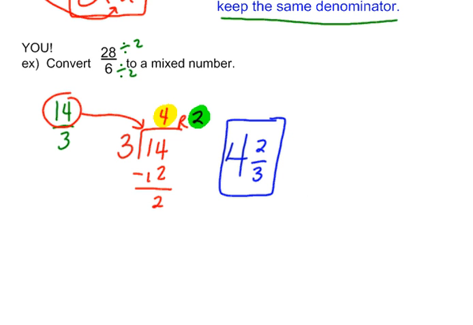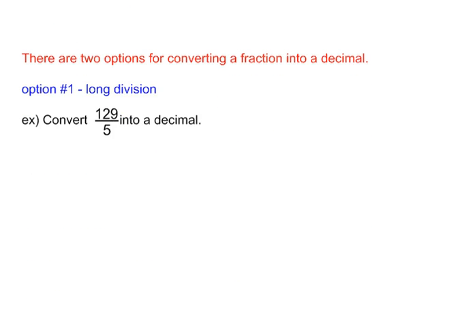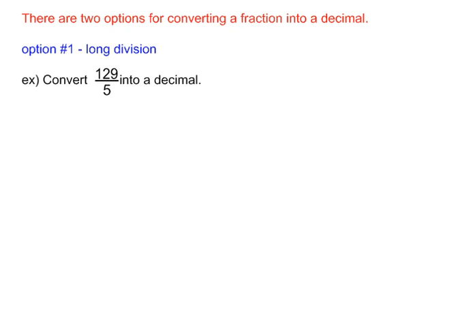Now these last few examples, we're going to be taking our fractions and turning them into decimals. And there are 2 ways of doing this. Let's look at the first option. It's using long division. So it's going to be like the process we just completed, very similar to it. There's just a few differences. So we're going to start out with long division like we did before.